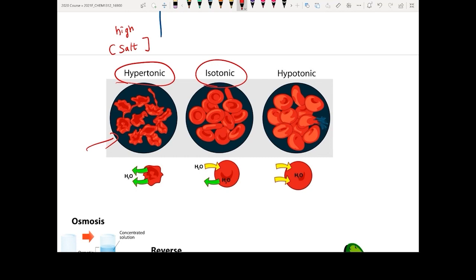In the opposite case, if you put your cells into a solution that only contains water, right now inside your cell you have a very high salt concentration. Outside is just water. So the water from the outside will try to get into your cell. It will make your cell start to swell, eventually breaking the cell. In that case, it's the so-called hypotonic situation.